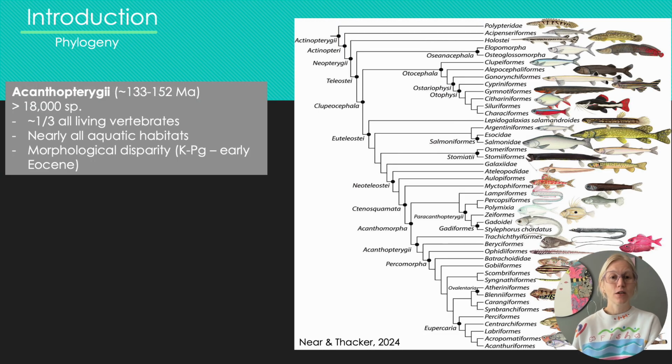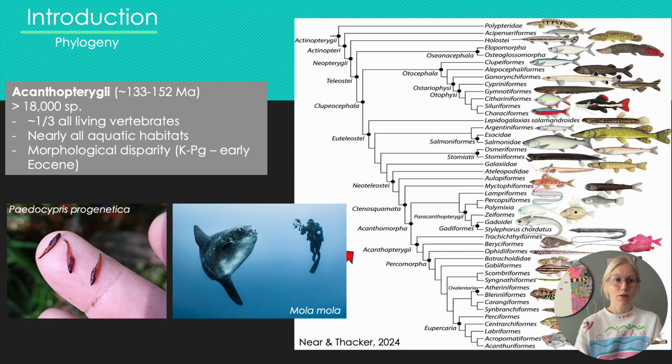And diving farther into those actinopterygians, hopefully with this phylogenetic tree, you can appreciate that there are many evolutionary and genetic splits here, as well as morphologies and phenotypic adaptations. And we can zero in on the acanthopterygians, which evolved about 133 to 152 million years ago and comprise about a third of all living vertebrates. They're found nearly in every aquatic habitat, and they have this huge morphological disparity that takes off between the Cretaceous, Paleogene, and early Eocene periods.